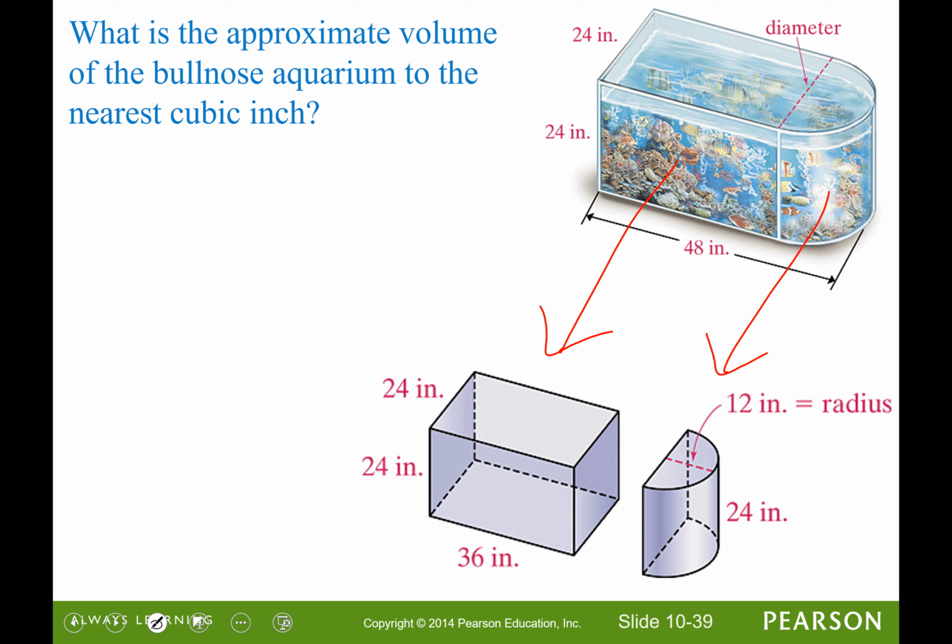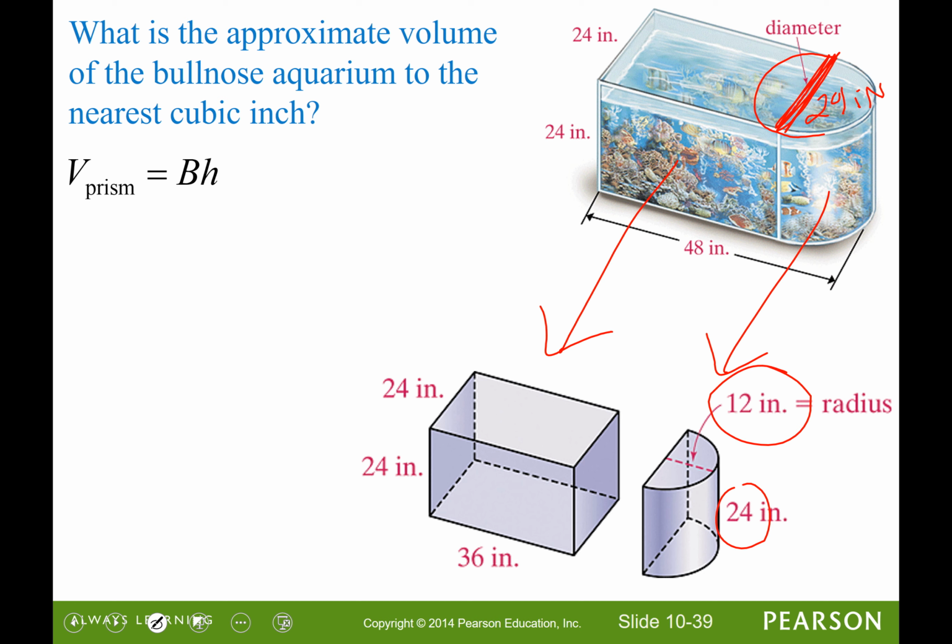One thing, let's see, we've got 24 inches there, 24 inches there, so our height is 24 inches, and now we have, this one was not quite so easy to spot, but the diameter, should that have been a full cylinder, was 24 inches, so that makes the radius 12 inches.